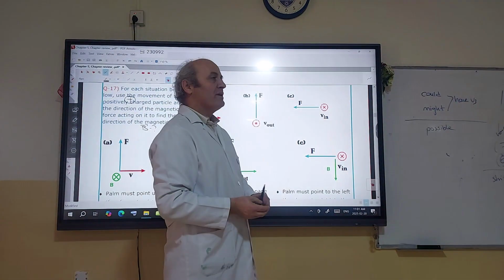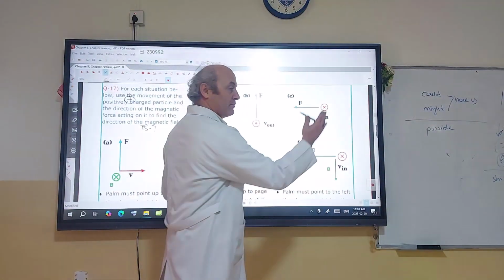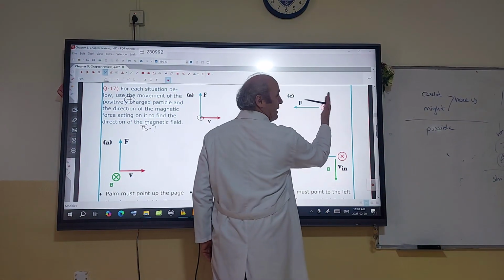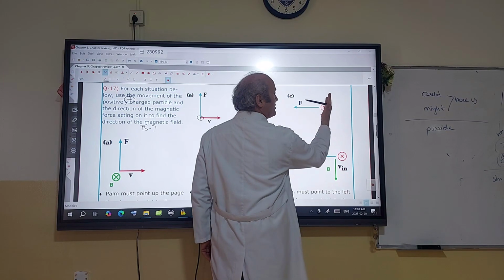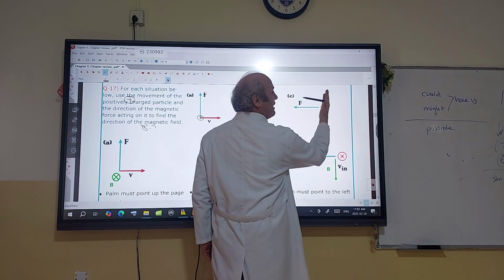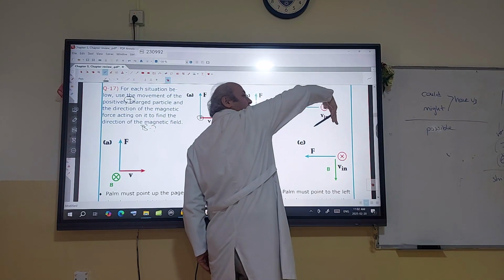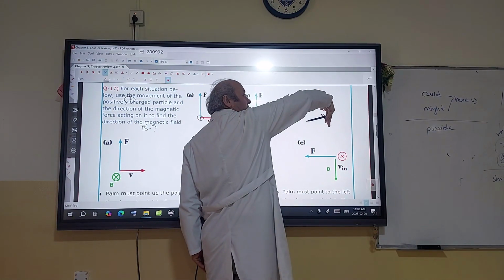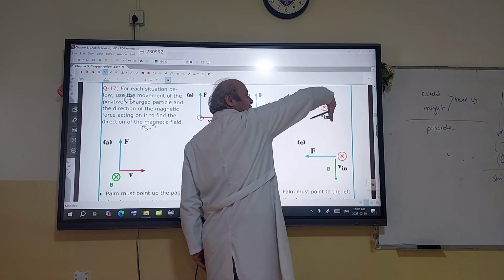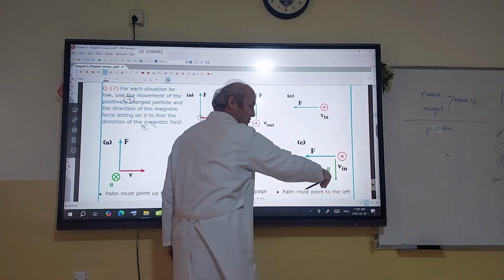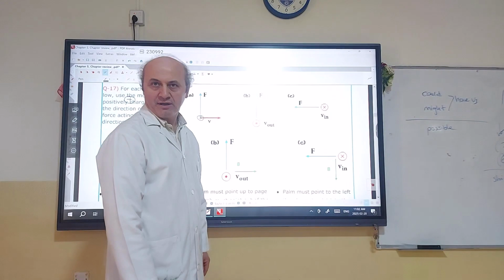For C, force is to the right. So as you see, my pen goes to the right. Then velocity must be into, but my velocity goes out. So now I'm going to rotate my hand, make it into. So force is to the left, thumb is into, so forefinger goes down to the page. It's going to be like that. Clear?